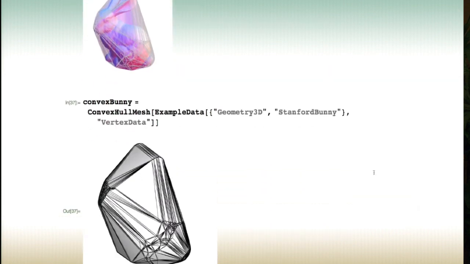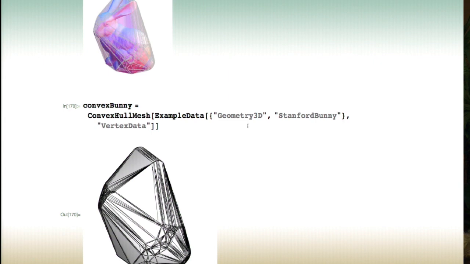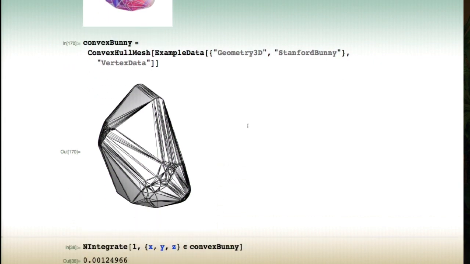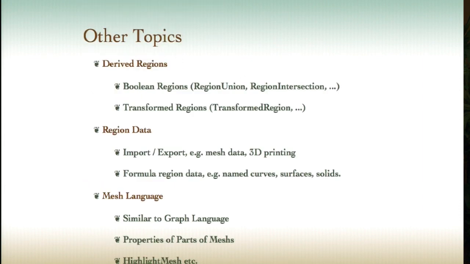Okay, so here's an example piece of geometry in our example data, the Stanford bunny. So I compute the convex hull of that bunny. Then again, it's a region, right? So everything that works for a region should work however I constructed it. So this is the volume of the convex bunny. All right. There are many more topics, but this is an early preview of what we have here.